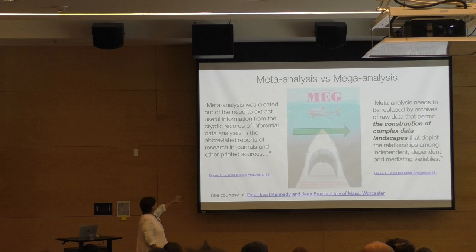and came across a very interesting set of quotes from Gene Glass, who was one of the fathers of meta-analysis. He wrote a white paper in 2000 and basically said, meta-analysis was created out of the need to extract useful information from the cryptic records of inferential data analyses in the abbreviated reports of research in journals. Meta-analysis needs to be replaced by archives of raw data that can permit the construction of complex landscapes that depict relationships amongst independent, dependent, and mediating variables. So it was always considered to be just the best we could do at the time. But now that we have more infrastructure, more need, and more drive to make data available, we can and should be able to do better.